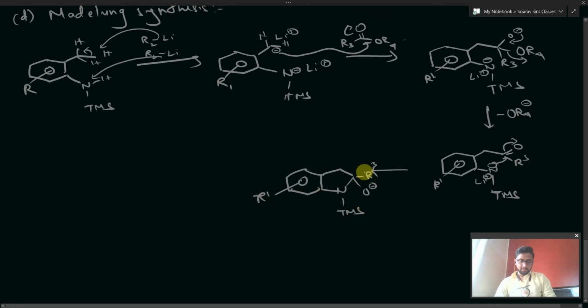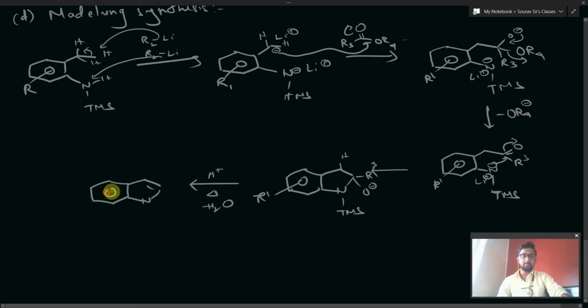Okay, so here we have one hydrogen. So in the first step we will be providing a hydrogen, so this would be becoming OH, and then we will be heating, so H2O would be released from the system. Yeah, so H2O would be released from the system, giving us R3, and here we have R1. Okay, so the only step that is required is the removal of TMS.